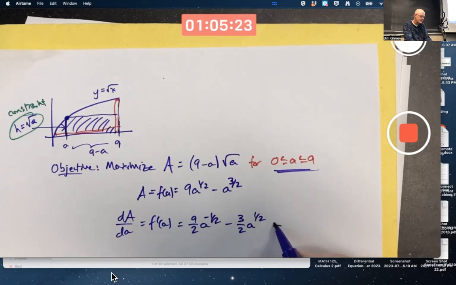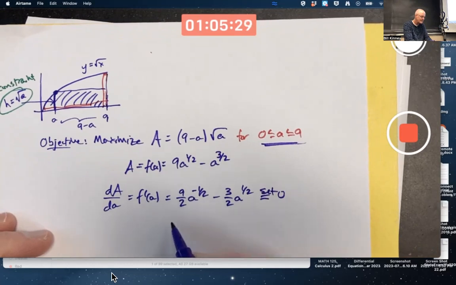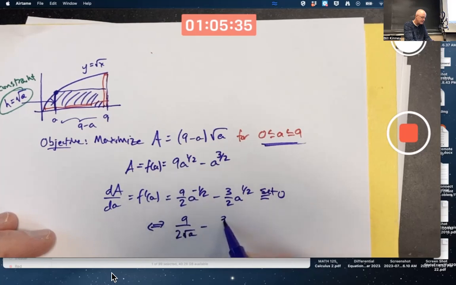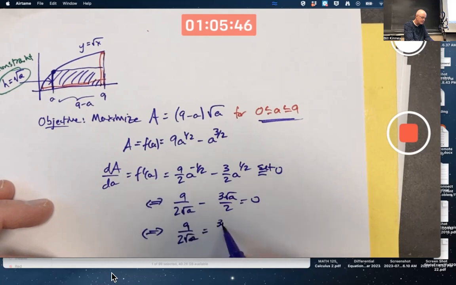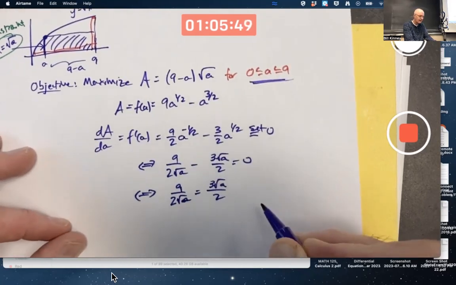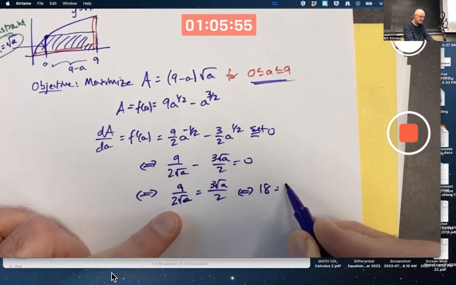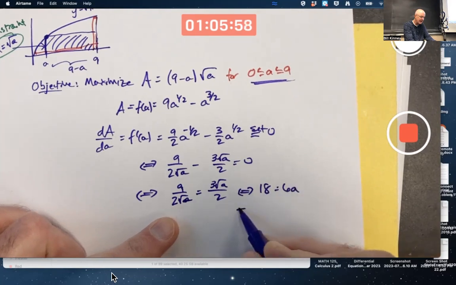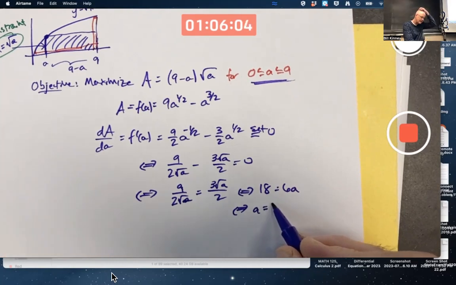I want to set this equal to 0 and solve for a. Is that really possible? Let's rewrite this as 9 over 2 square root of a minus 3 square root of a over 2 equals 0. And then add that to both sides. It looks like cross multiplication is going to be useful again. If I cross multiply here, 9 times 2 is 18. 3 times 2 is 6. Square root of a times itself is a. It looks like a is 3, if I've not made a mistake.